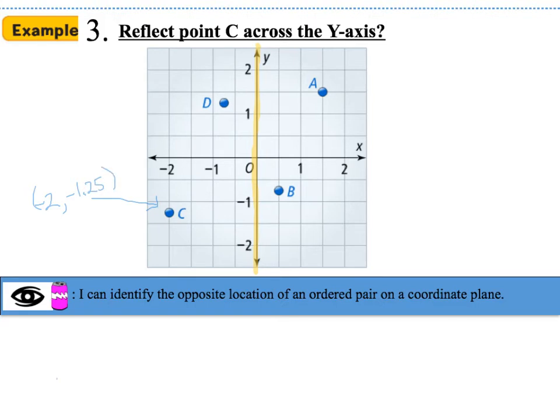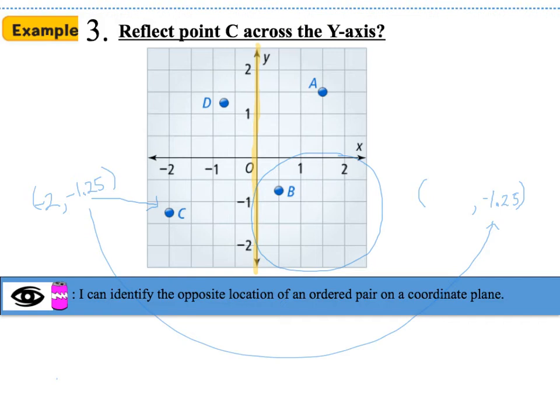So I want to reflect across the y-axis. The way that I want to do this is I know that it's going to be someplace in quadrant number 4 because it has to reflect across the y-axis. Since it's going to reflect across the y-axis, I know that the y-coordinate should stay the same. So the y-coordinate in the original is negative 1.25, so it's going to stay as negative 1.25. And once again, the reason why it's staying negative 1.25 is because we're reflecting across the y-axis, so this y has to stay the same.